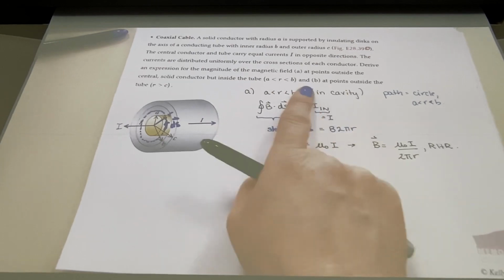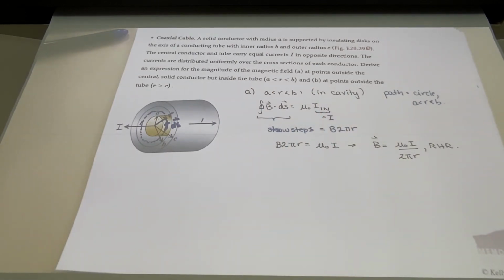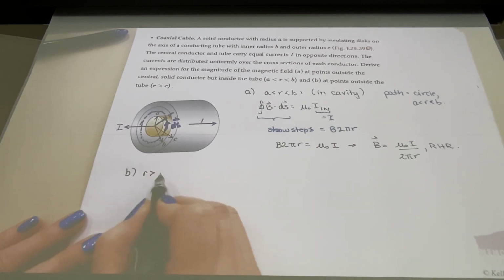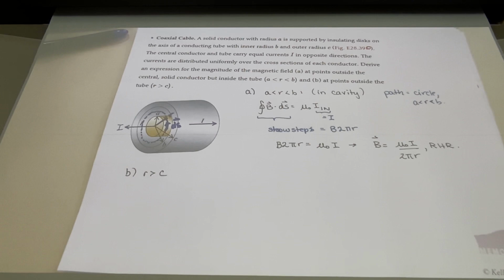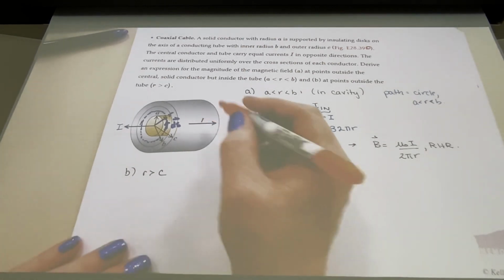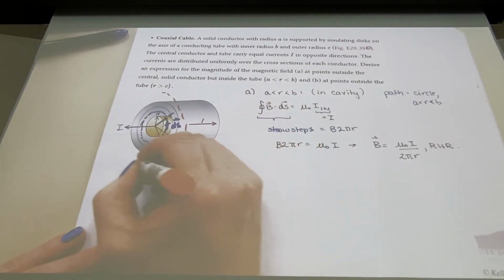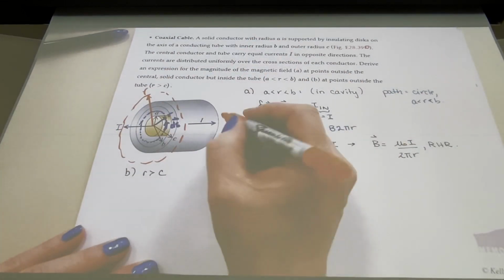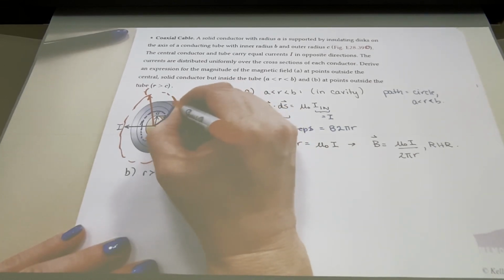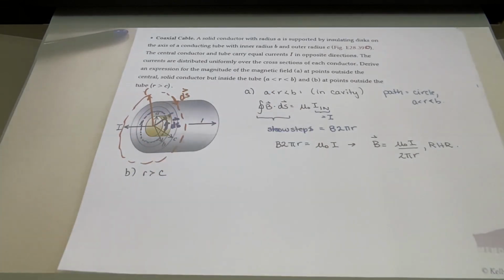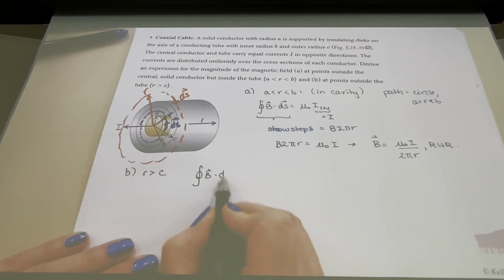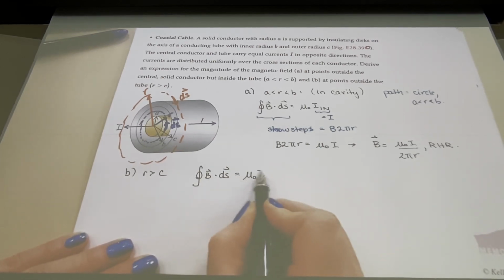We also want to find the magnetic field once we're outside the tube. So part B, we're outside, so R is greater than C. Let's draw another path. This time I'm going to draw a path that's outside the whole thing. That's got radius r. And our ds, we have to pick a direction. I'm just going to pick the same direction that I had before. I'll write my Ampere's law. The integral of B dot ds equals mu naught times I in.